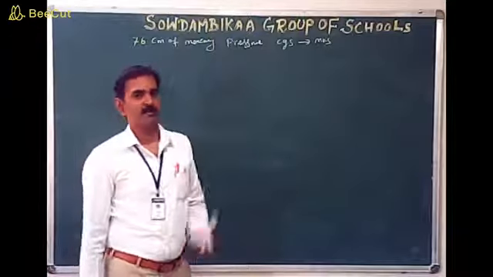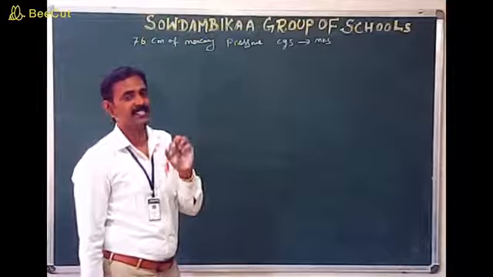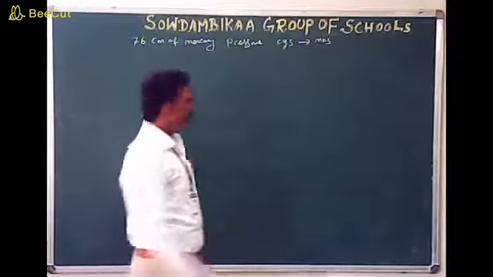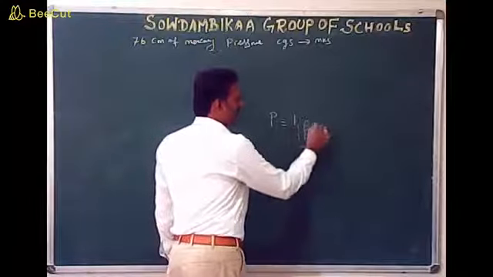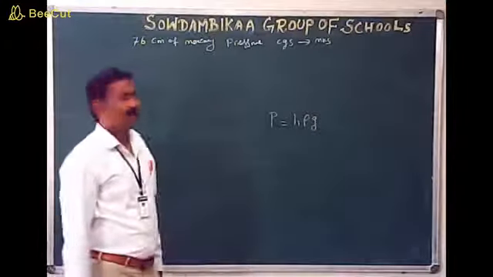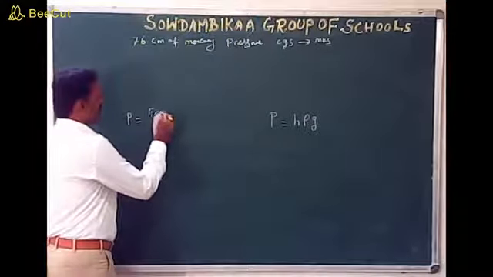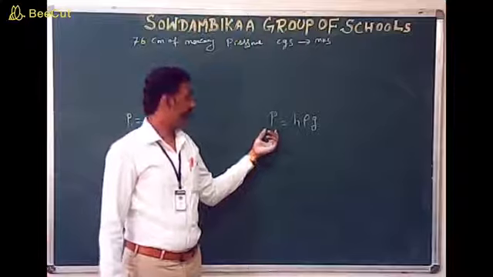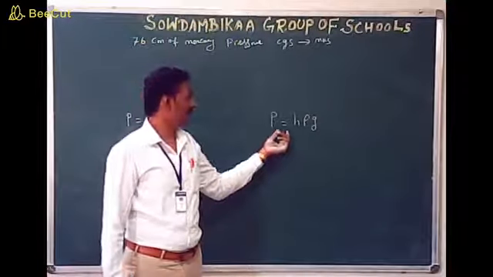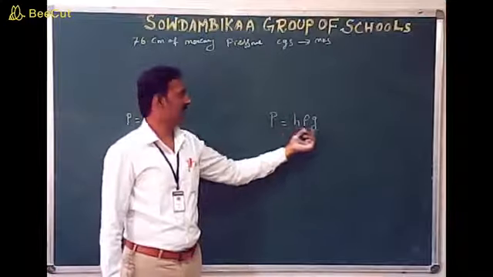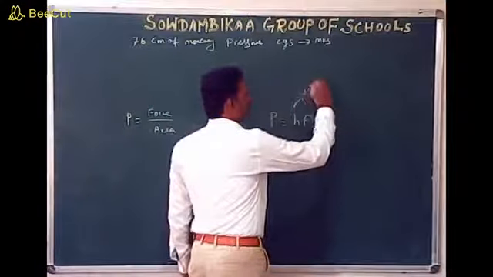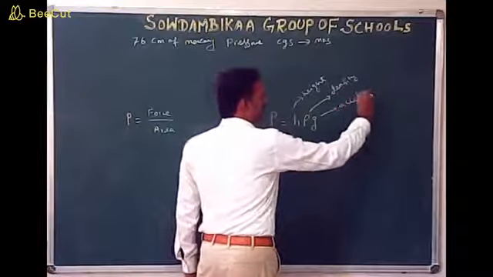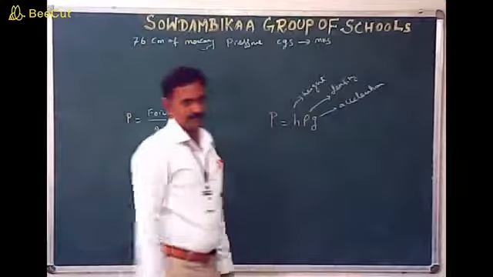First you should understand the question. What is the 76 centimeter of mercury pressure? 76 centimeter gives how much pressure? Depending upon the liquid, the pressure is measured by h rho g. Otherwise the pressure is measured by force per area. In this liquid pressure, the pressure exerted by the liquid, pressure P is equal to h rho g. h is the height, rho is the density, g is the acceleration due to gravity.